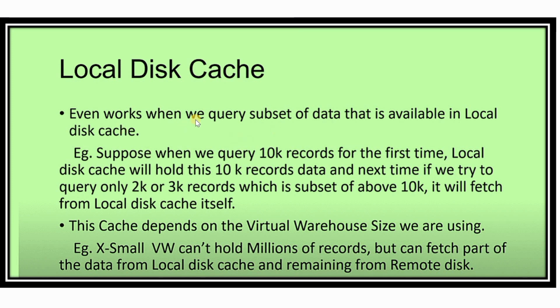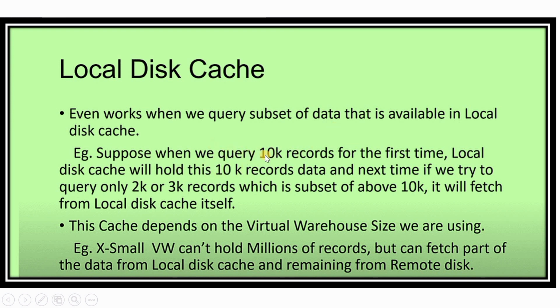Let me take this example as well. Suppose we query 10k records for the first time. Then the local disk cache will hold 10k records. The first time it will go to the remote disk, take the 10k records from there, and store these 10k records in the local disk cache.